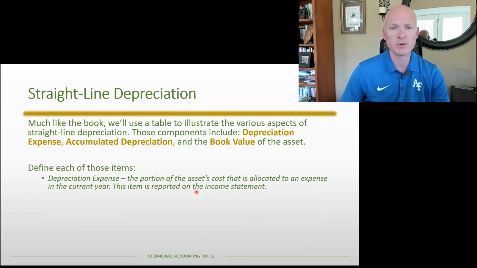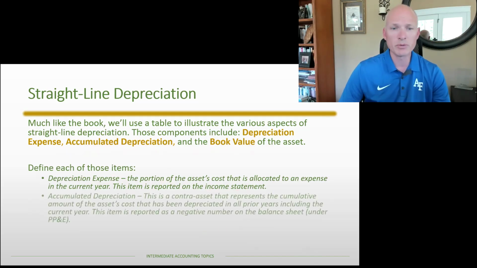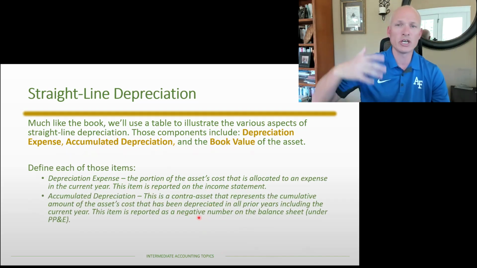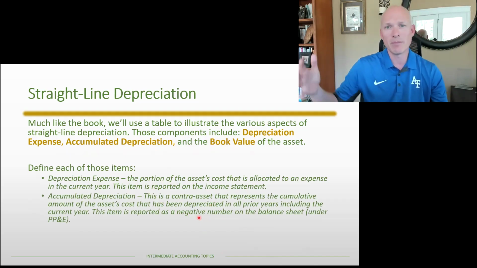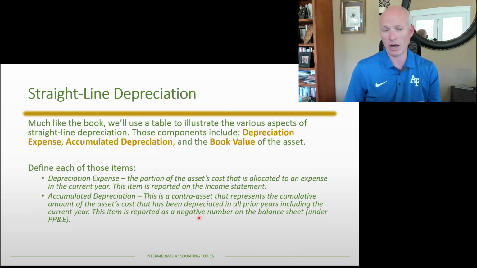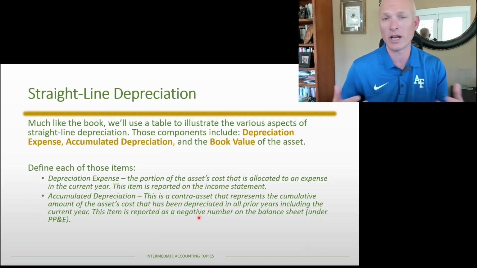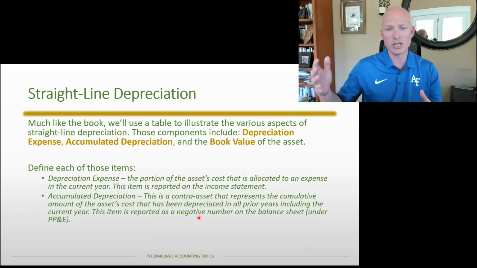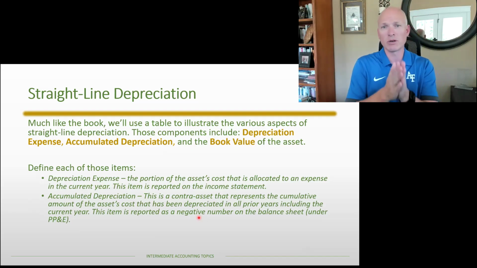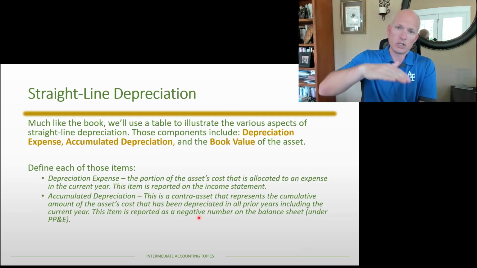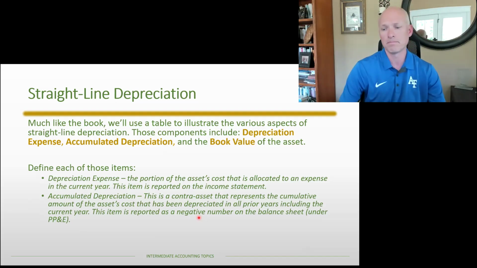And that depreciation expense is what's going to be on the income statement. The accumulated depreciation, again, I think you're familiar with this, but it's that contra asset. Basically, as depreciation expense is recorded, that amount gets accumulated into this permanent balance sheet account. It's a contra asset. It's reported as a negative number on the balance sheet. It has a credit balance. And so it just continues to grow. That accumulated depreciation amount just grows and grows over time.